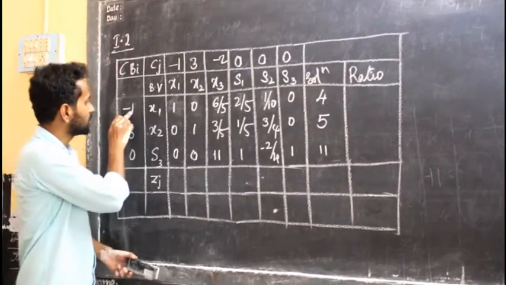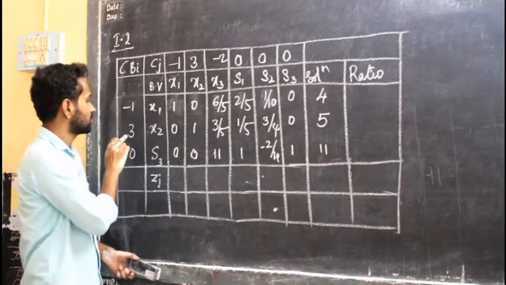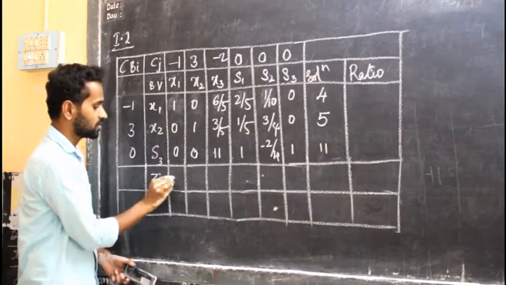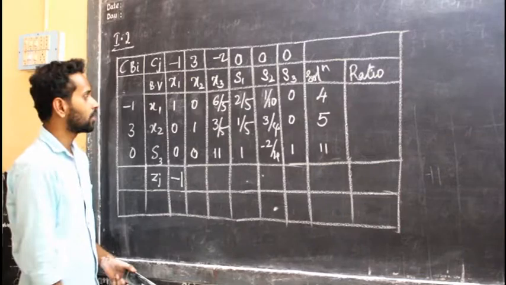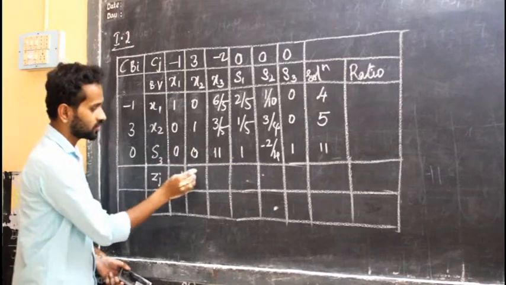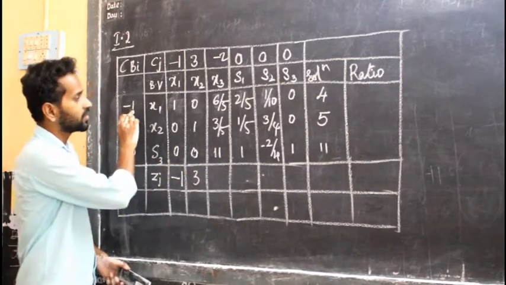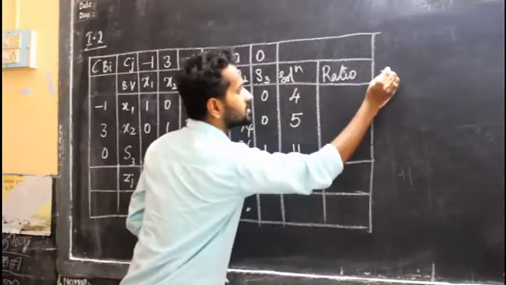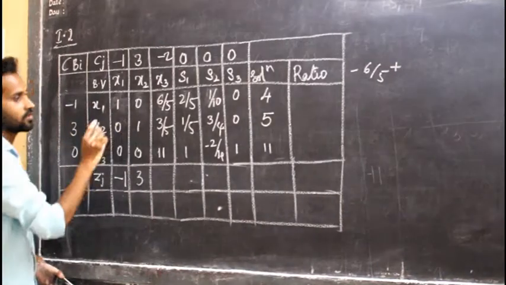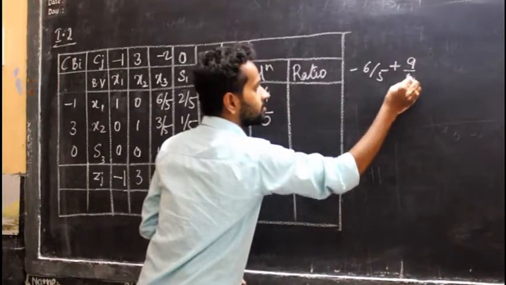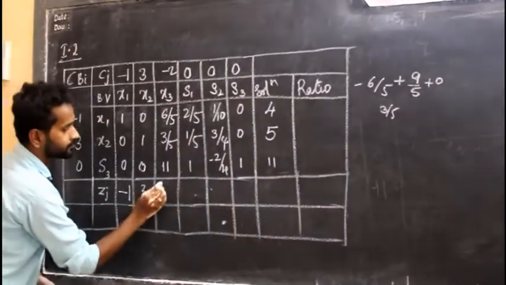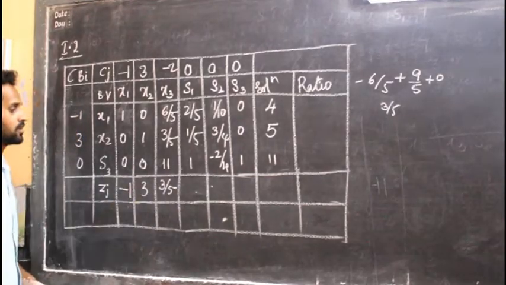We know how to find Zj. Minus 1 into 1, minus 1, 3 into 0, 0, plus 0 into 0, 0. This becomes minus 1. Is it clear? Now, minus 1 into 0, 0. 3 into 1, 3, plus 0 into 0 becomes 3. So, next case, minus 1 into 6 by 5, minus 6 by 5, plus 3 into 3 by 5, plus 3 by 5, plus 0. My solution will be 3 by 5.